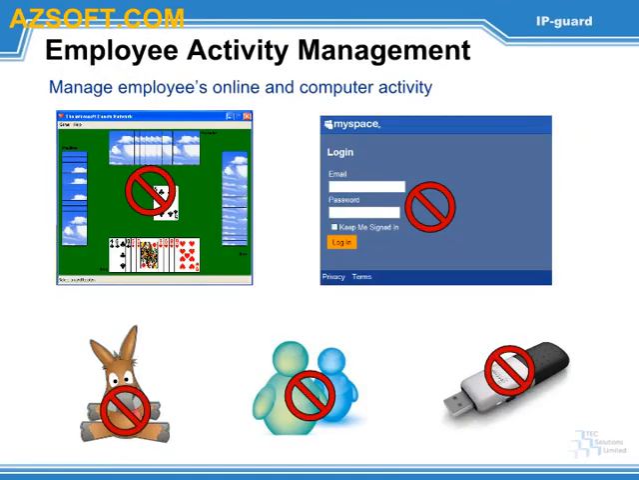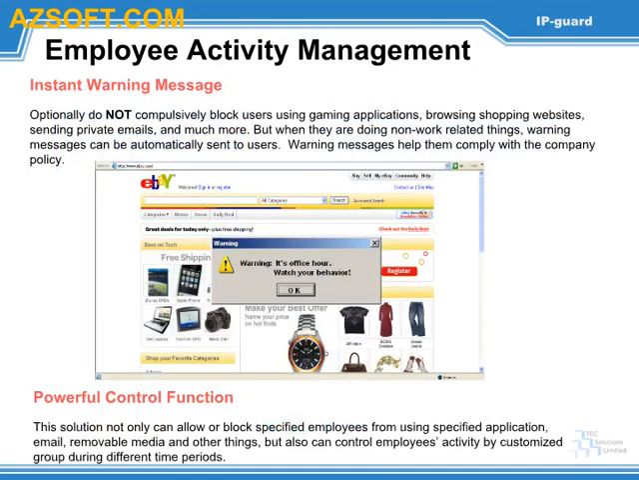You can manage employee online and computer activity to keep them working while on the hour. Instant warning message. Optionally, do not compulsively block users using gaming applications, browsing shopping websites, sending private emails, and much more. But when they are doing non-work related things, warning messages can be automatically sent to users. Warning messages help them comply with the company policy.